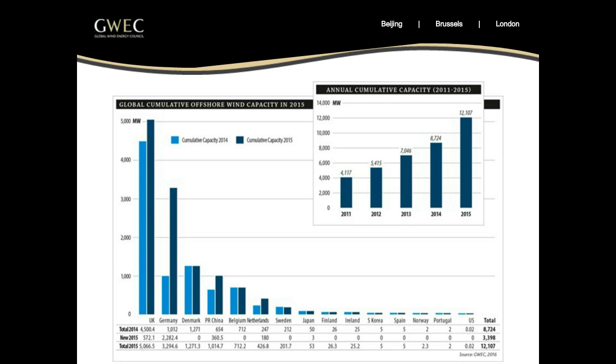And of course, we'll have the U.S. on the board by this time next year with the 30 megawatt wind farm off of the coast of Rhode Island.